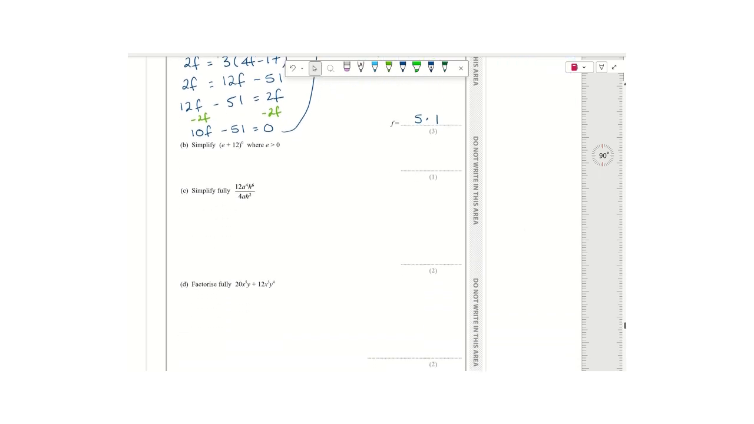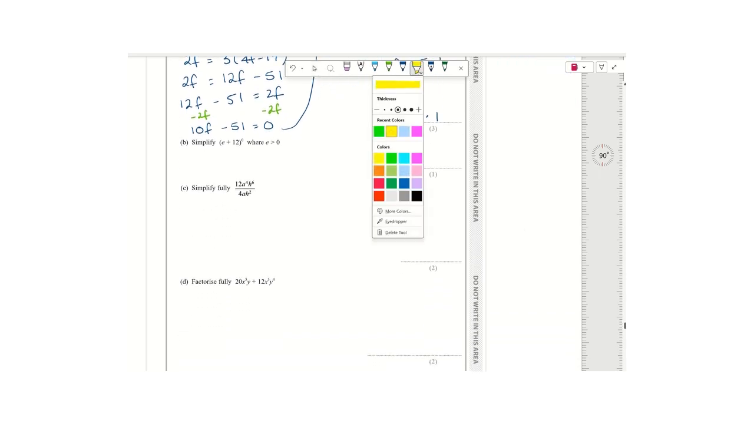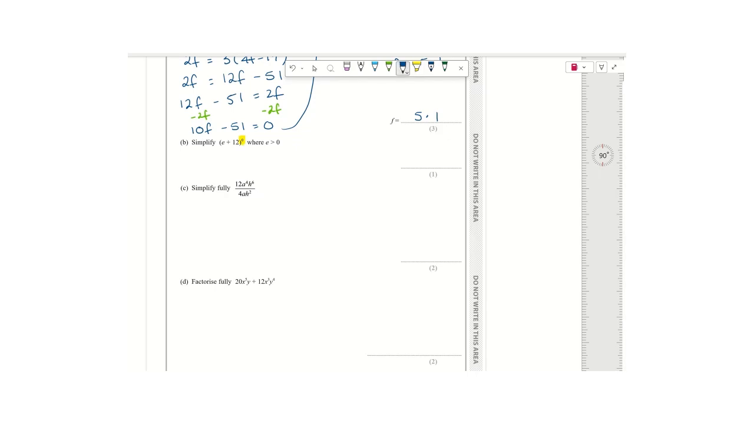Part B is sneaky. We've looked at this in a different paper, but anything to the power 0, however complicated it looks, is just 1. So literally the answer to that is 1.